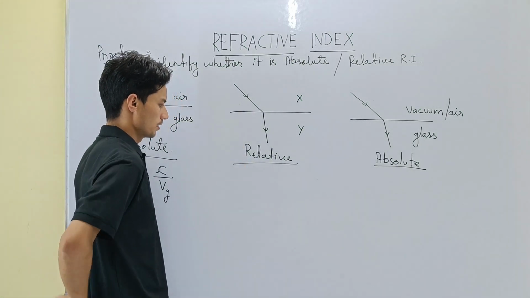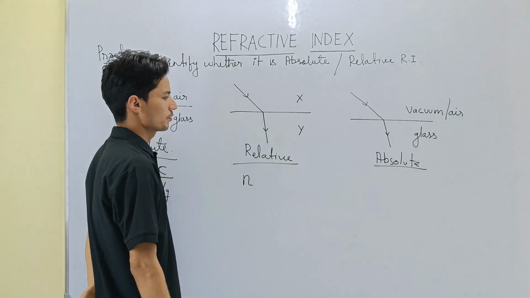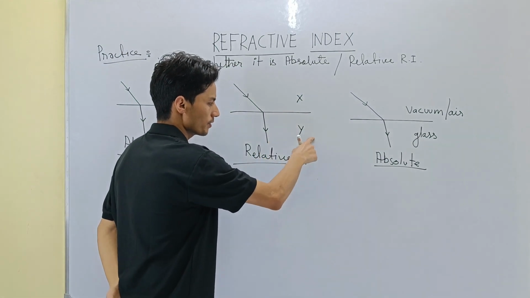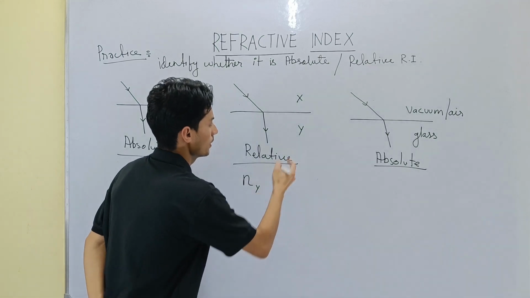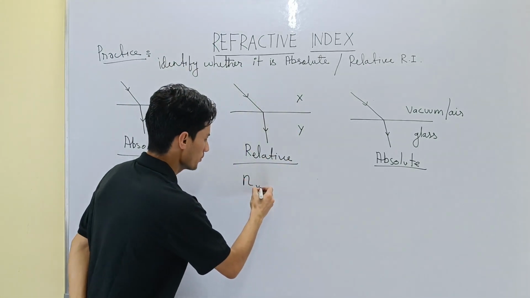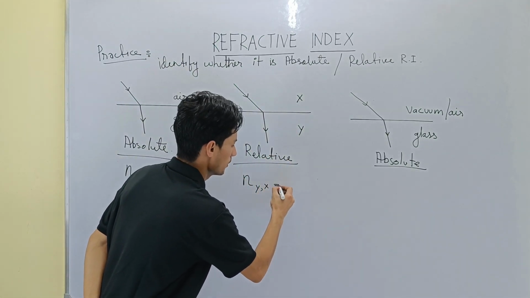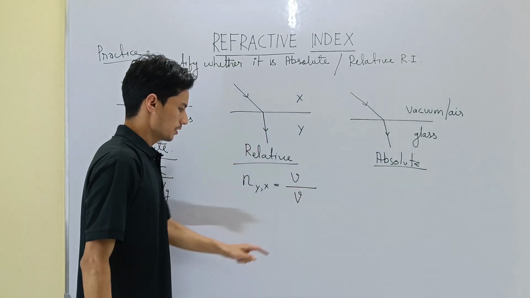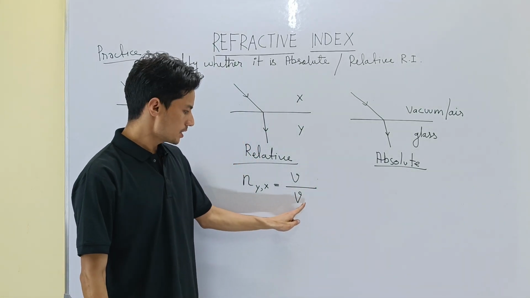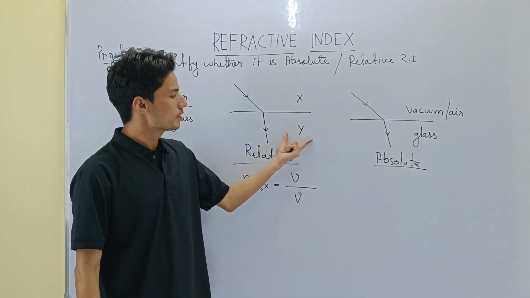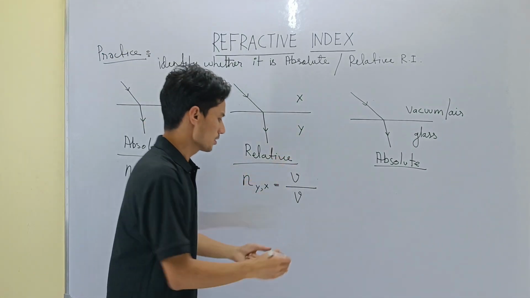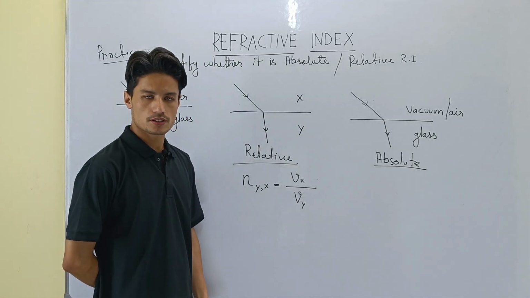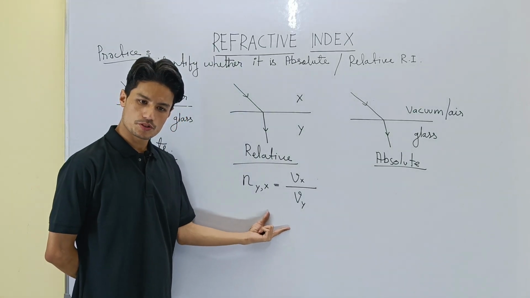What about this one? How do we write for this one? So this will be N. In which medium is light entering? Y. So we are finding refractive index for y. So we write here y. Then since this is relative, we have to also write x, isn't it? Then below, what do we write here? Both will be V, but whose V will this be? This V will be for the medium for whom refractive index is found. So it will be Vy by Vx. Confusion? No, right? There should be no confusion.